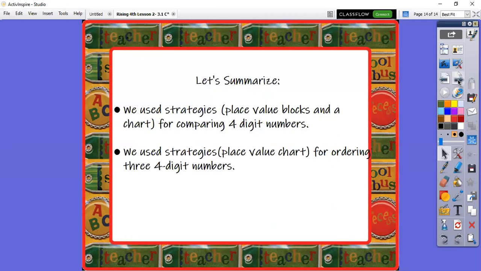All right, so let's summarize. We use strategies. You can use place value blocks for building smaller numbers. You probably wouldn't want to use them for very large numbers, but you could draw a picture to remind yourself of the value of 1,000, of a value of 100, a 10, and a 1 for comparing 4-digit numbers. We also use that same place value chart strategy for ordering 4-digit numbers, for 3 4-digit numbers as well.